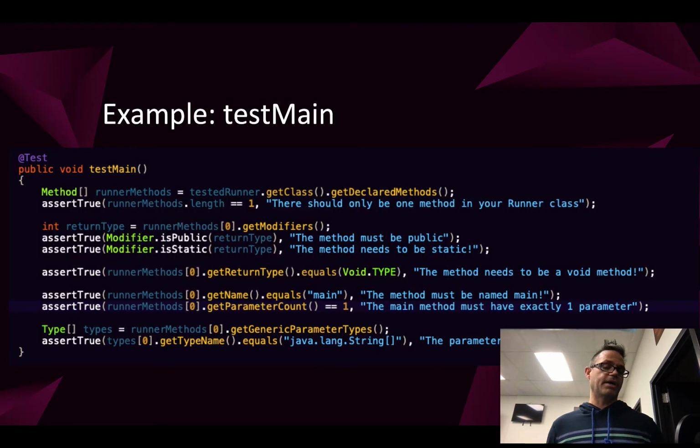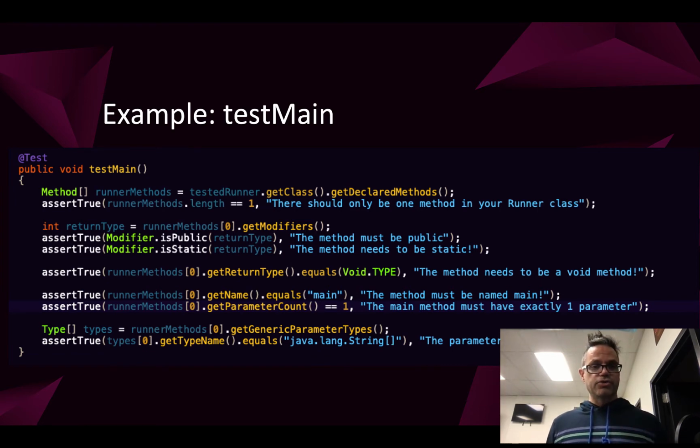So we have our test main right here. Again, it's the @Test annotation that says, hey, this is a test that has to run. All the tests have to be void. That's just a structure within JUnit. And so it's a public void test. And then we have a method array, and that returns all of the methods that exist inside the class, because I do testedRunner.getClass().getDeclaredMethods(). The getDeclaredMethods call returns all of the methods that are specified in this file. So if there's any inherited methods, they're not included. We just want the ones that are declared in the file itself. Makes it a lot nicer.